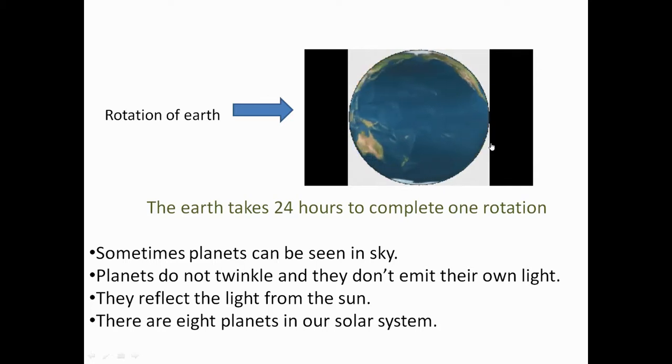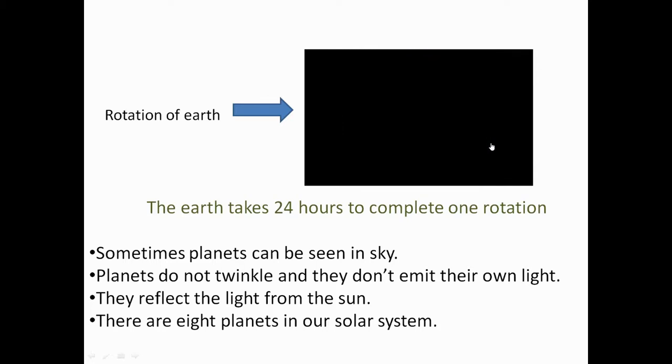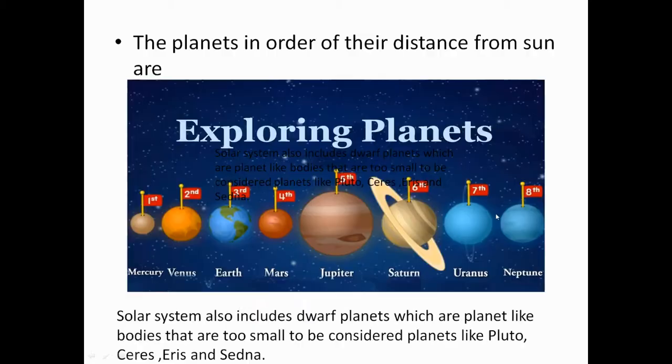Now, other features of the planets: sometimes planets can be seen in the sky and they look like a star, but they don't twinkle and they don't emit their own light because they don't have their own light. They reflect only the light from the sun. And we all know that there are 8 planets in the solar system, and they are Mercury, Venus, Earth, Mars, Jupiter, Saturn, Uranus, and Neptune. The planet nearest to the sun is Mercury, and the farthest from the sun is Neptune. Along with these planets, there are some dwarf planets.